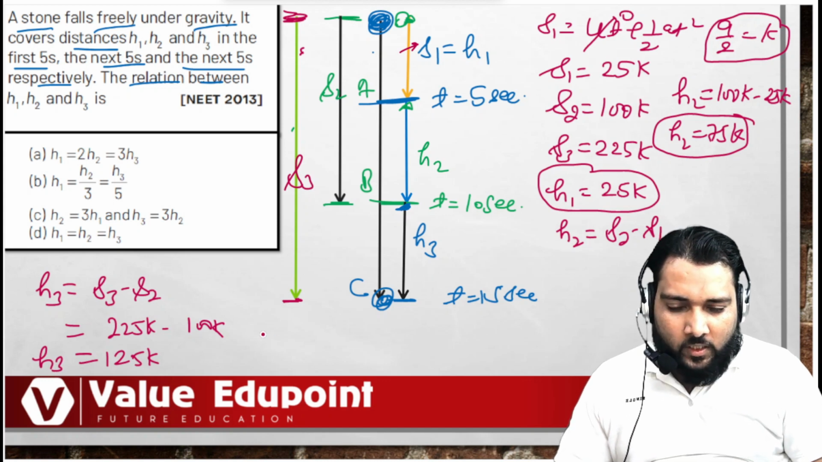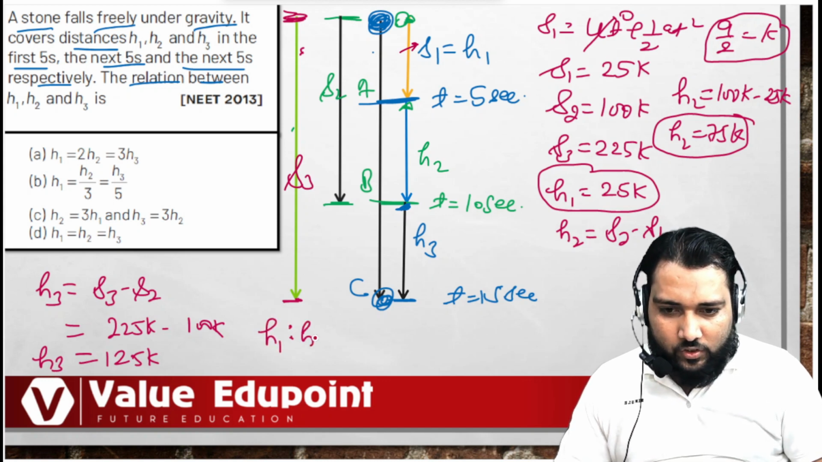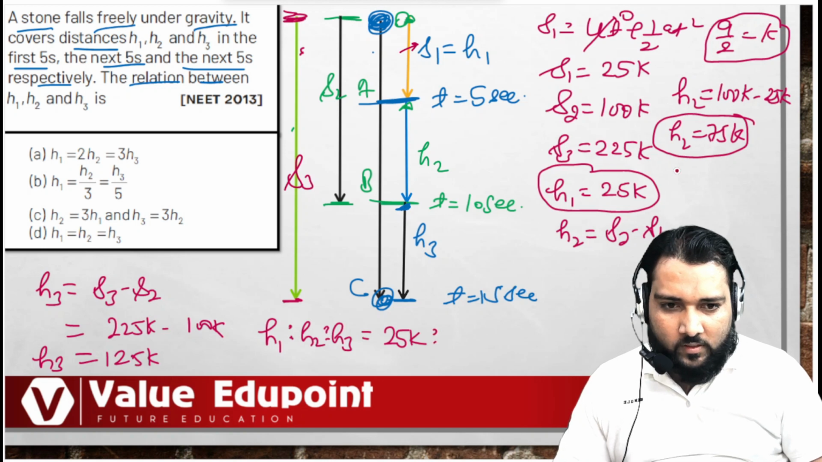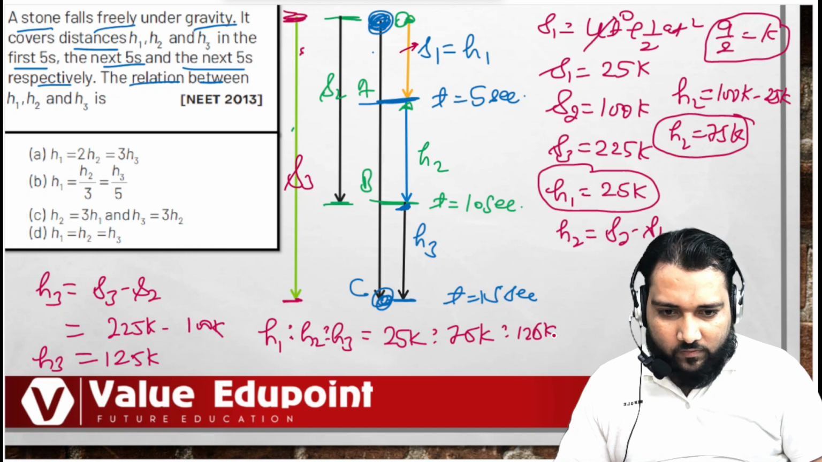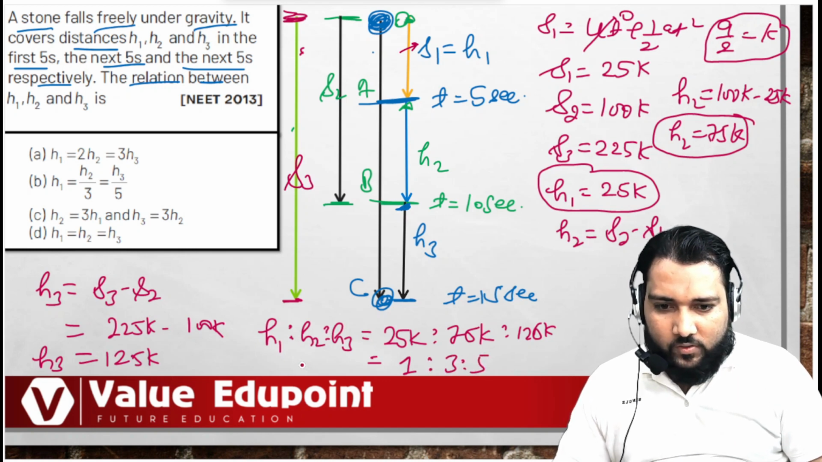Is it okay, guys? When you take the ratio of these distances, h1 is 25k, h2 is 75k, and the last one is 125k. When you divide by 25, that comes out to be 1 : 3 : 5. So this is very important, guys. This is in an odd ratio.